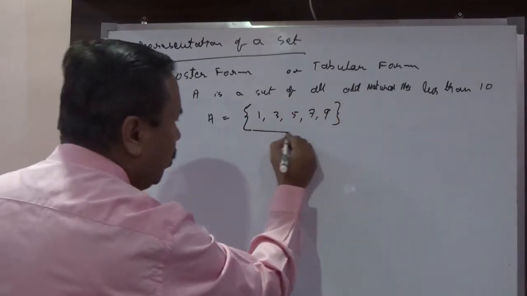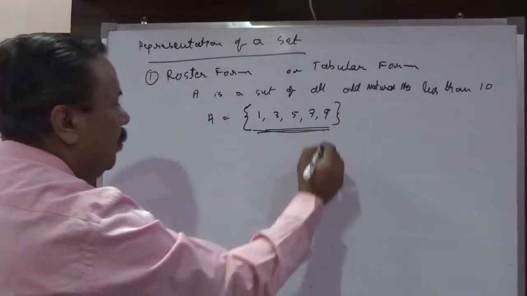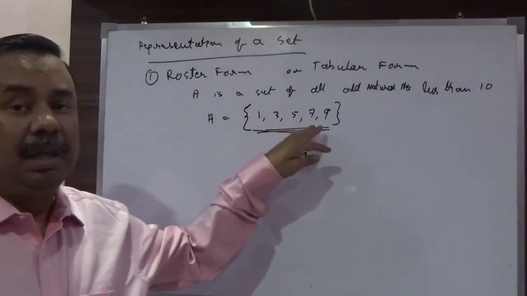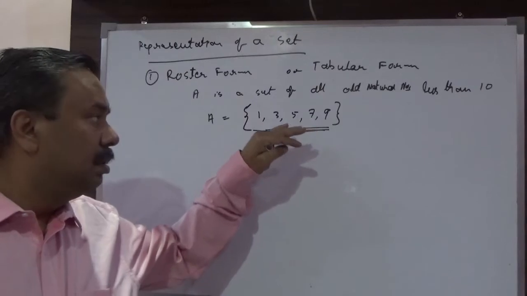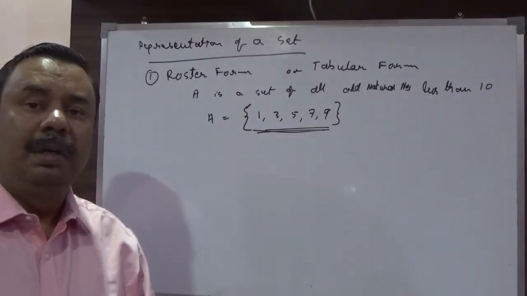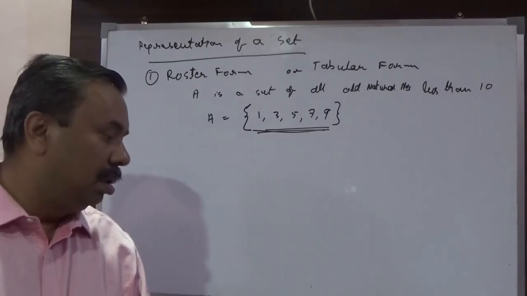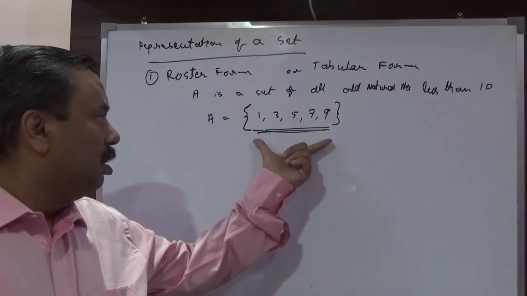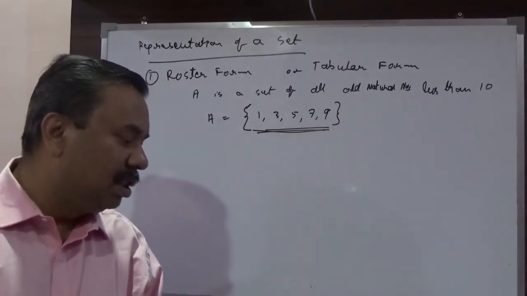So when I am writing the elements specifically, this is called the tabular form or the roster form. Okay, so this is your representation in this form.